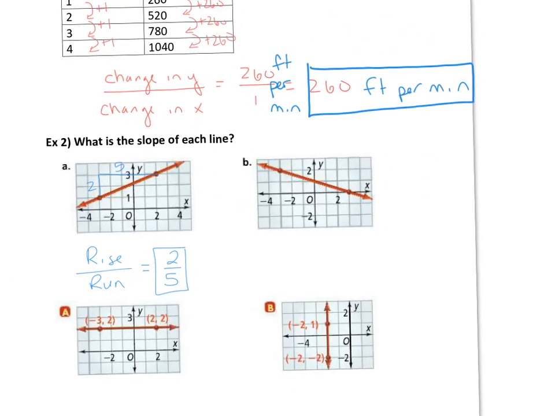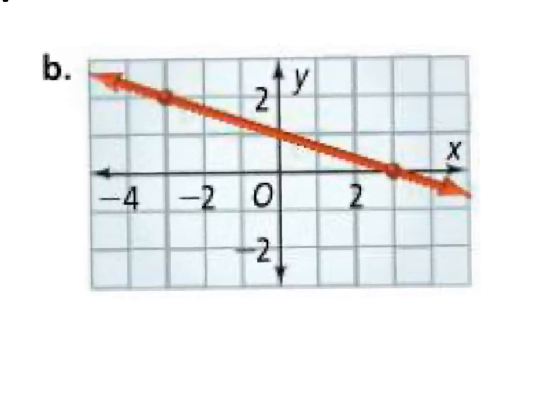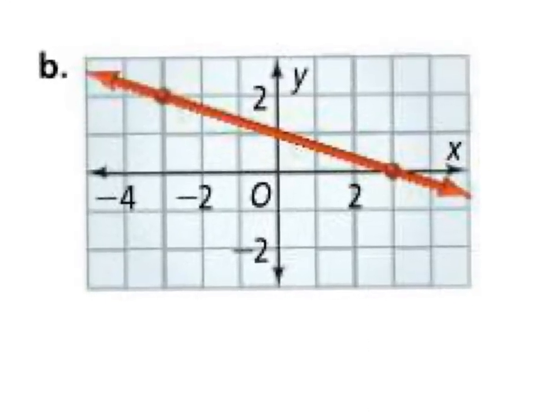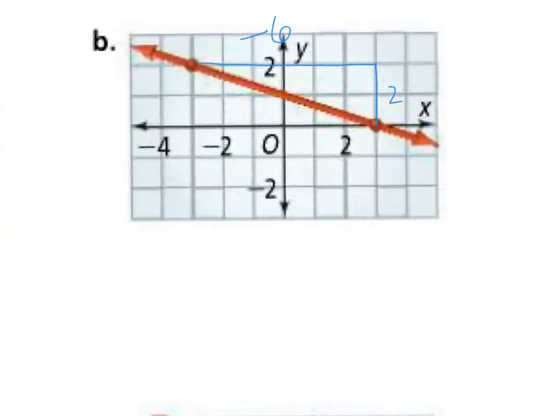All right, let's go to the next one. Again, let's make our triangle. I'm going to rise, and then I'm going to run. Now, when I count this out, my rise is 2, and then I'm running. I need to be careful here because I'm running this direction, and that's actually going backwards. It's going towards the negatives. So my run across is going to be a -6. So when I do rise 2, I'm going to run -6.